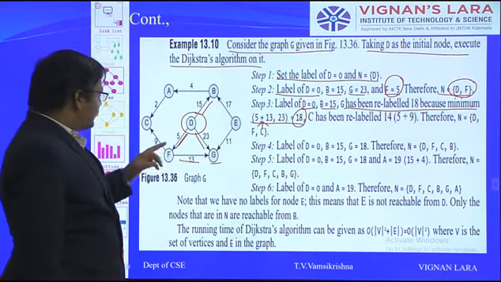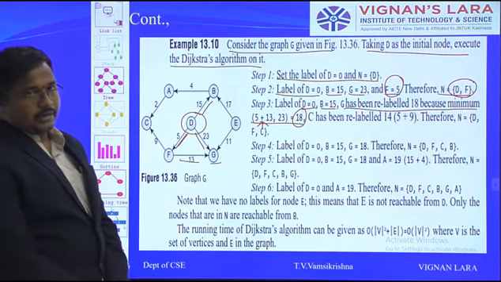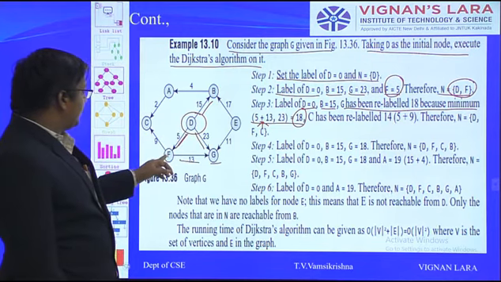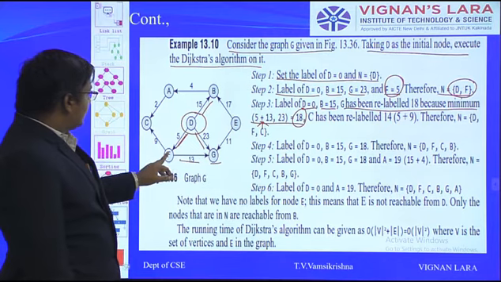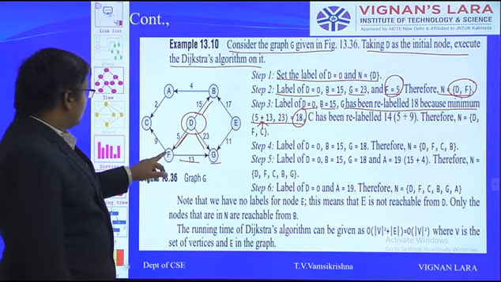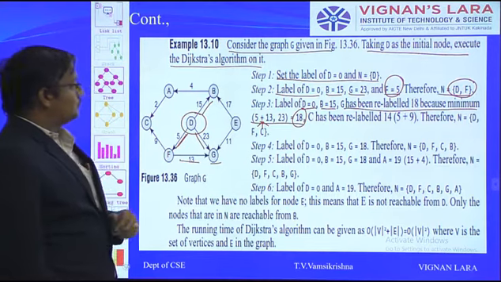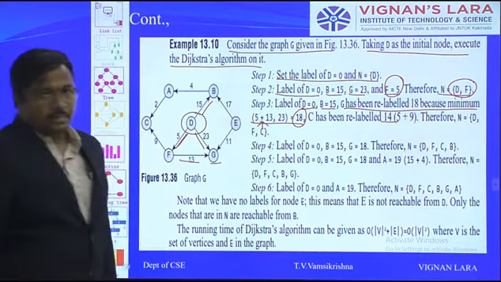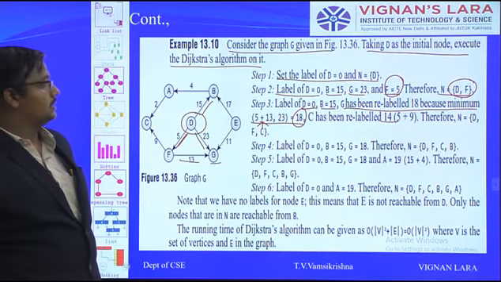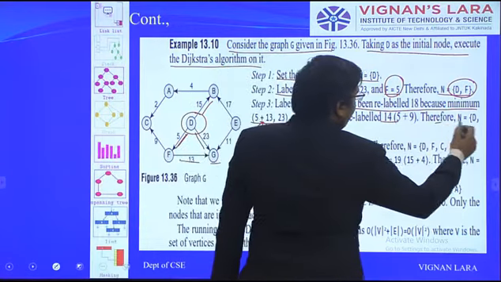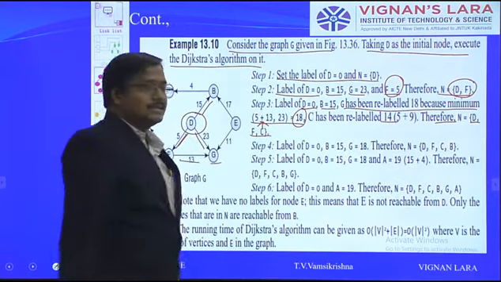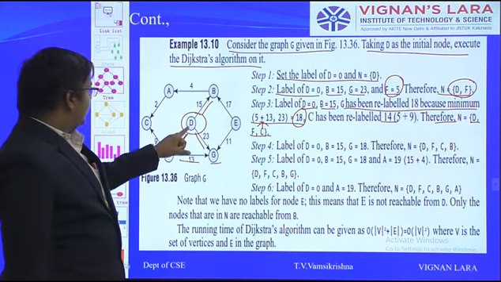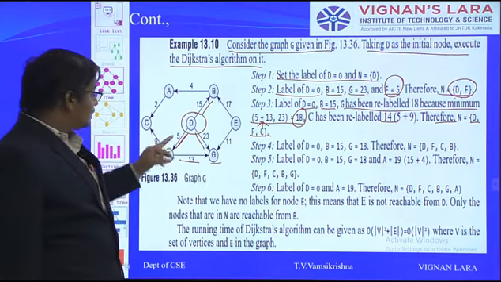Currently F is visited. So first we visited D, later we visited F. So F to G is one path, F to C is one path. F to C is 9 plus 5, so 14 is the shortest distance. That's why to reach C, 14 is the shortest distance. So we apply D, F, C. We consider D to F, and next D to C, this is the shortest distance.